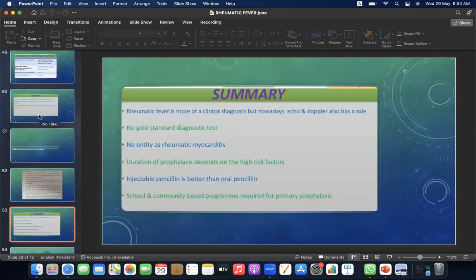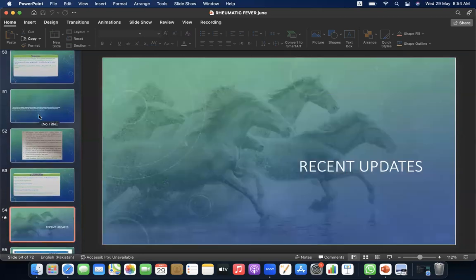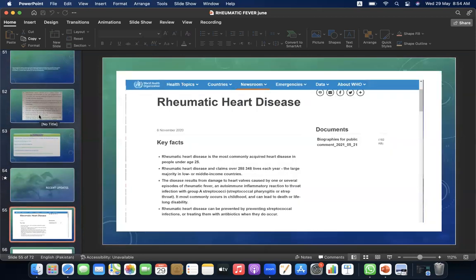Summary: rheumatic fever is more of a clinical diagnosis, but nowadays echo and Doppler also have a role. There is no gold standard diagnostic test, and no entity as rheumatic myocarditis. Duration of prophylaxis depends on the risk. Injectable penicillin is better than oral penicillin, and school and community-based programs are required for primary prophylaxis. So now it's time for the recent updates.